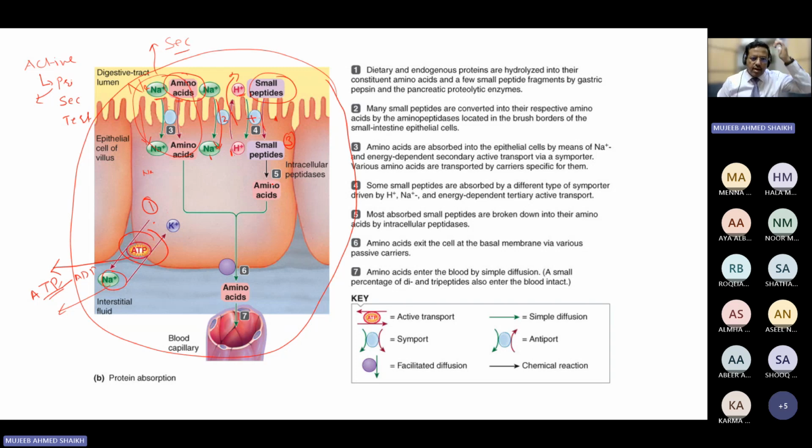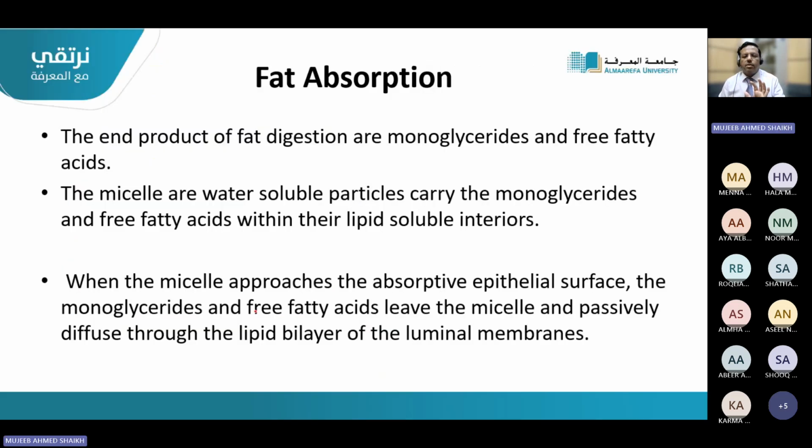So amino acids and small peptides are absorbed by tertiary active transport. After that, they leave the cell, go into the interstitial space, and join the capillary blood. This is how they are absorbed.